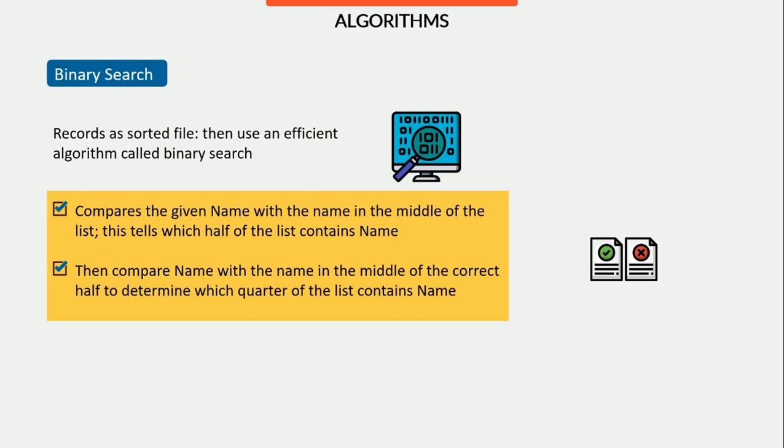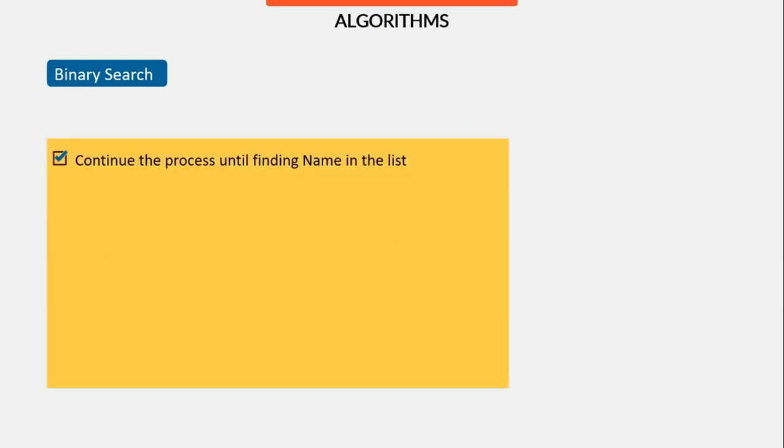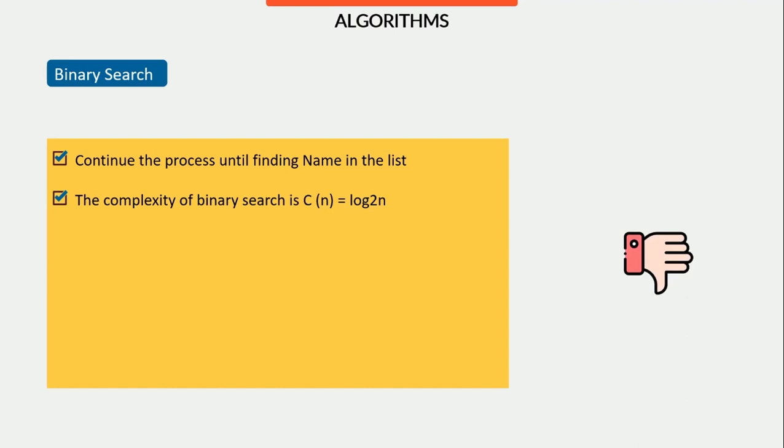Then again you will have to compare that element with the element which is present at the middle position of that half list. So again that half list will be converted into two quarters, and in one quarter you will find the element, and so on you will go on until you find the element. This is called binary search. So continue the process until finding the name in the list, and thus the complexity will be log n to the base 2, which is very minimal as compared to the linear search.